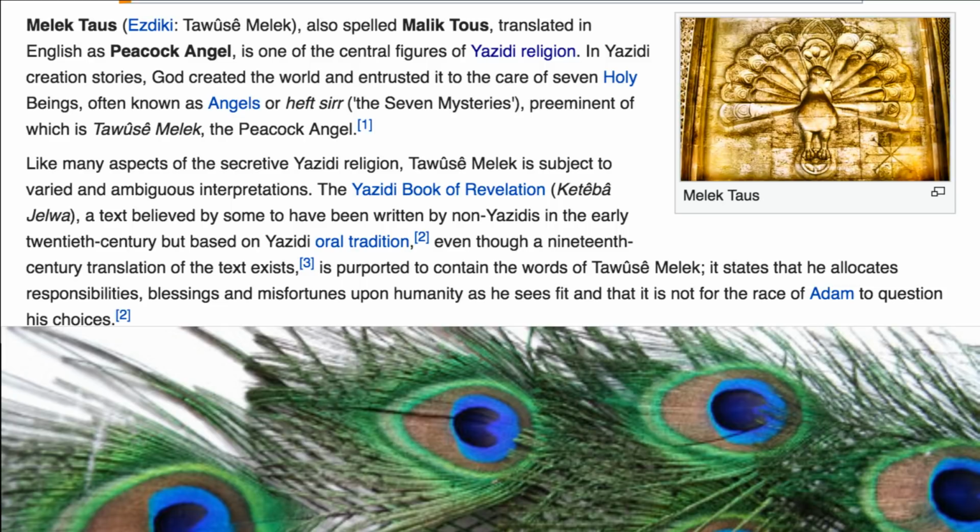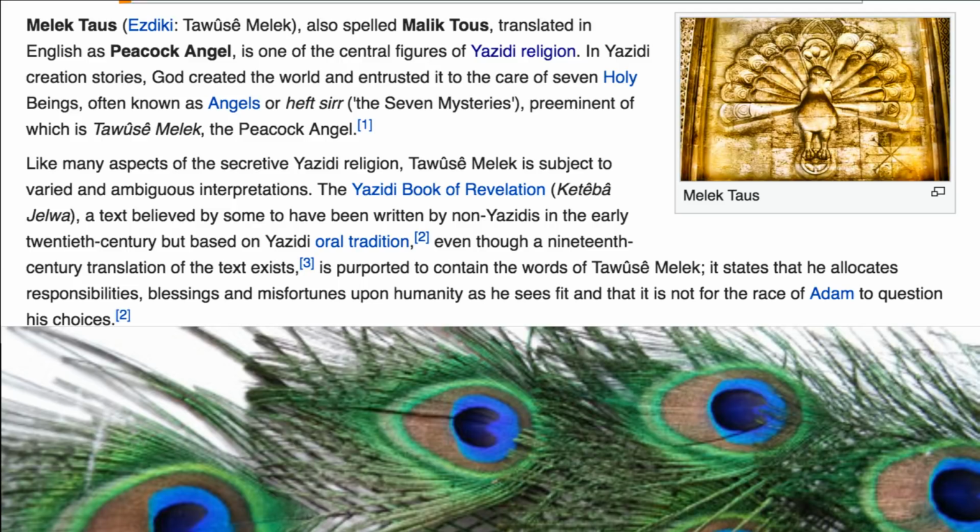Like many aspects of the secretive Jasidi religion, Taus Melek is subject to varied and ambiguous interpretations. The Jasidi Book of Revelation, the Kitab al-Jilwa, a text believed by some to have been written by non-Jasidis in the early 20th century, but based on Jasidi oral tradition, even though a 19th century translation of the text exists, is purported to contain the words of Taus Melek. It states that he allocates responsibilities, blessings and misfortunes upon humanity as he sees fit, and that it's not for the race of Adam to question his choices.